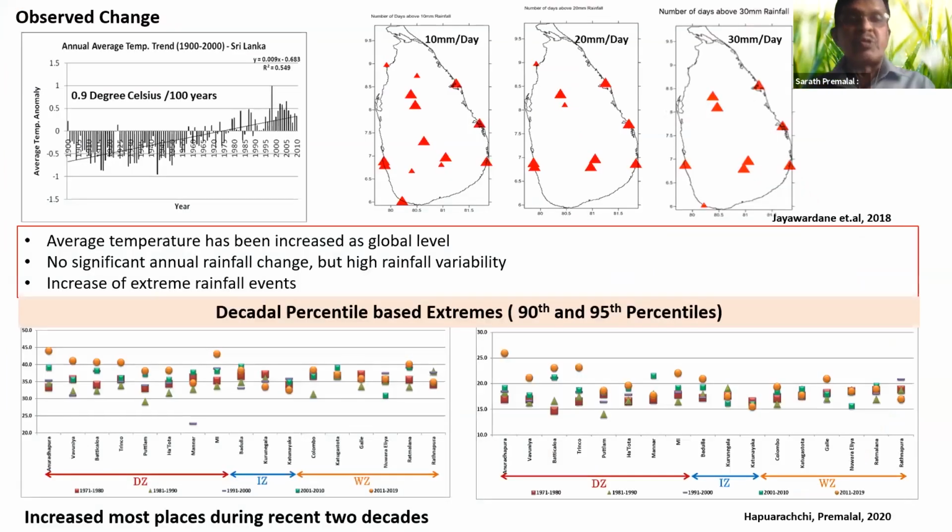These are the observed changes. Actually, Dr. Punyavardhana also explained all this, but I briefly explain: the average temperature has increased at the global level, and there is no significant annual rainfall change, but high rainfall variability. You can see some of the observations we identified, and an increase of extreme rainfall events. This is the recent analysis done by myself and one of our researchers. You can see most of the extreme events were observed in the recent decade.